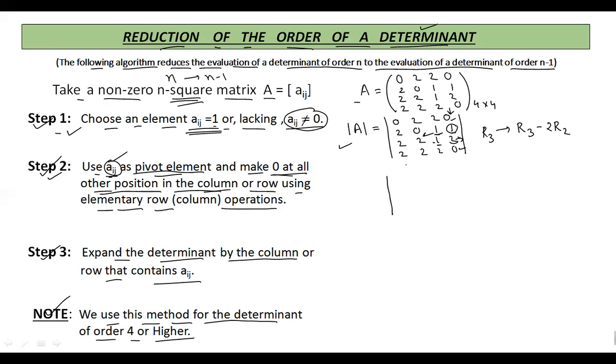And then we get 0, 2, 2, 0; 2, 0, 1, 1; minus 2, 2, minus 1, 0. In the third row, we apply this operation. And the last row is 2, 2, 2, 0. Now we all know that if a multiple of a row or column of a matrix is added to another row or column of that matrix, then the determinant of both matrices will be the same. So this and this matrix are equal.